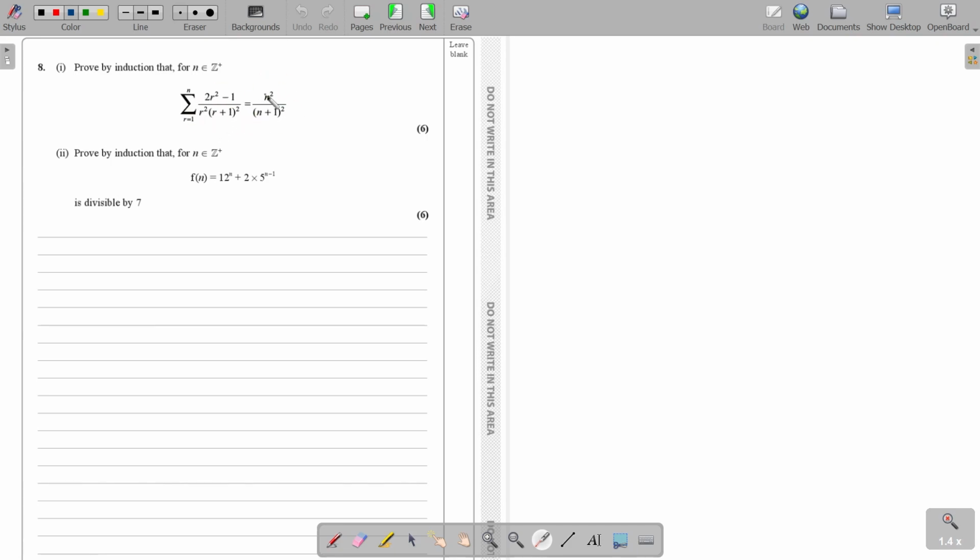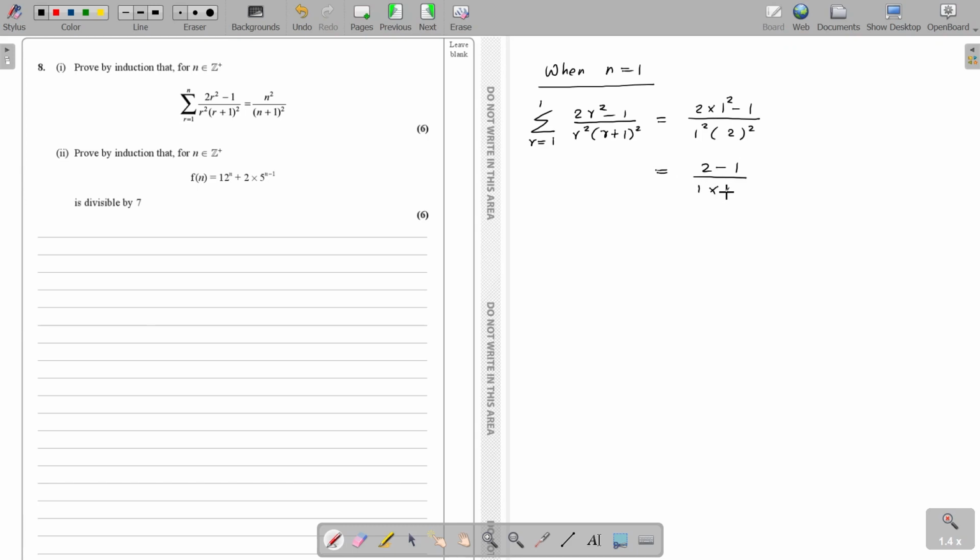First, we have to check when n equals 1, right? When n equals 1, let's check whether the summation formula is true. So the summation from r equals 1 to 1 of (2r square minus 1) over (r square times (r plus 1) square). Replace r with 1, what do we get? 2 into 1 square minus 1, over 1 square times 1 plus 1 is 2 square. Can you all tell me the answer here? So 2 into 1 square is 2, minus 1. 1 square is 1, into 2 square is 4. So I get here 1 over 4.